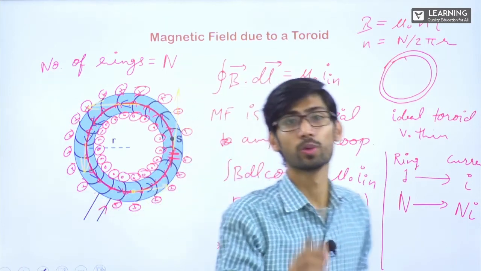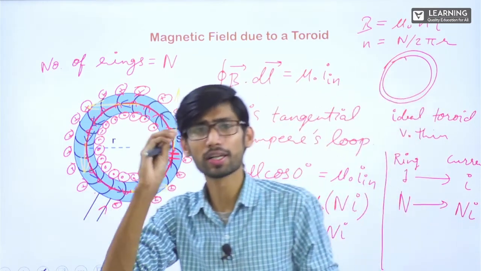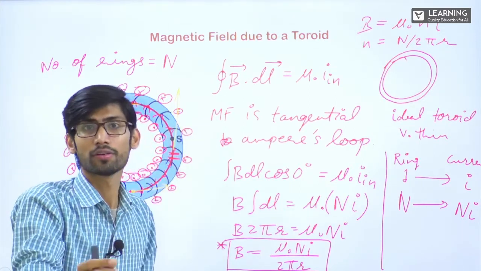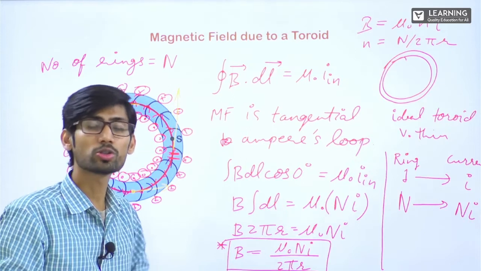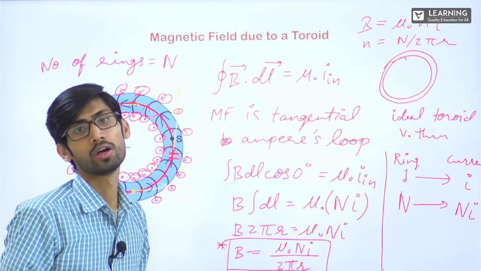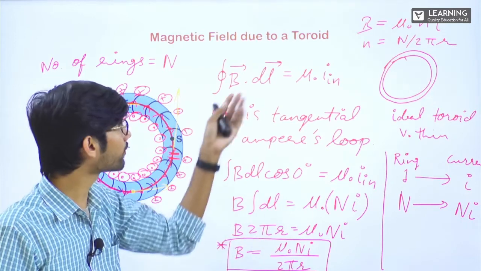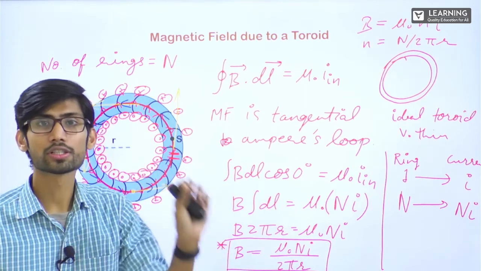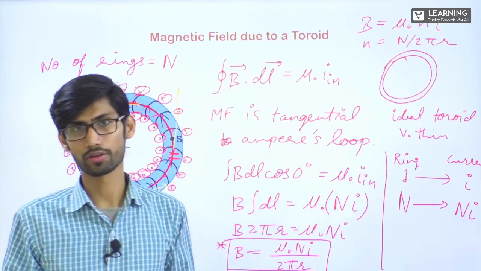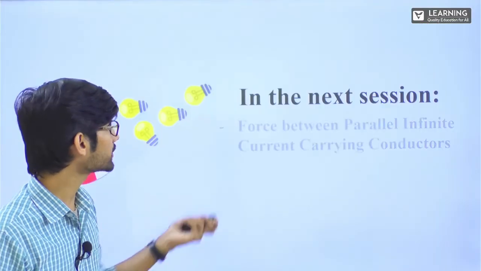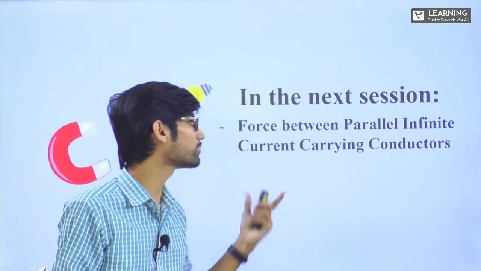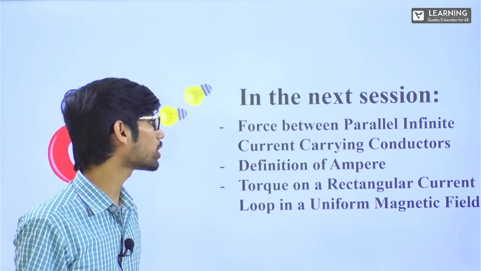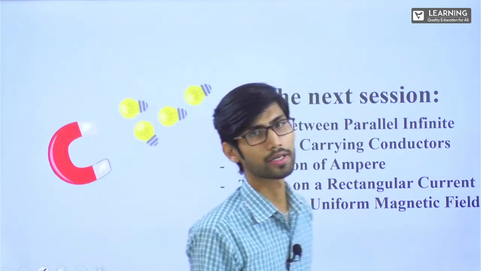I hope you understood today's session. See this session again, revise your topics again, and derive everything for finite length also, for infinite length also, using Biot-Savart's law also, using Ampere's circuital law also, for solenoid, for toroid, everything at all the points. Try doing all the derivations on your own after this session or in the evening. All right. In the next session, we'll be seeing force between parallel infinite current carrying conductors, the definition of the Ampere, and torque on a rectangular current loop in a uniform magnetic field.